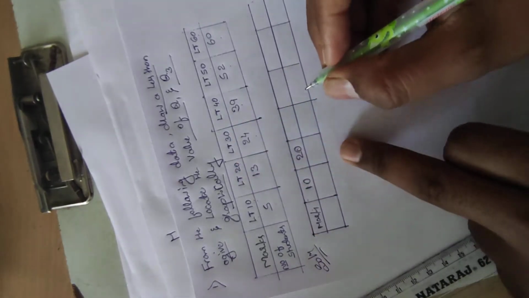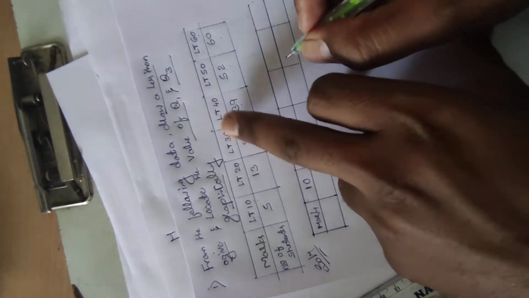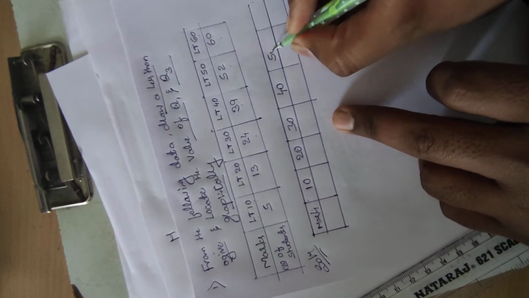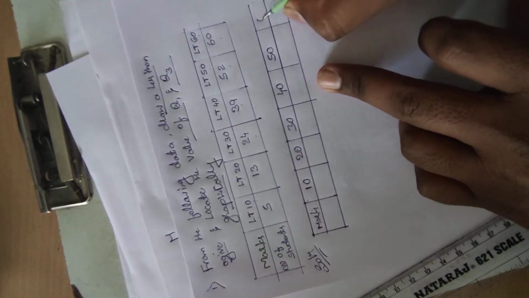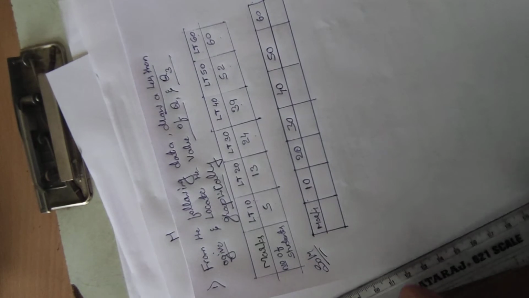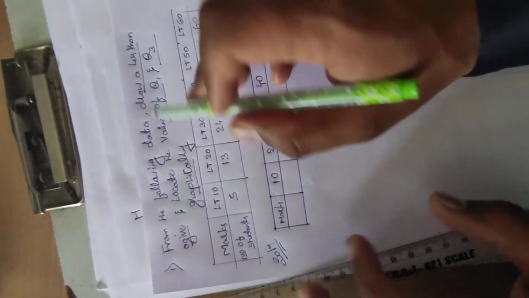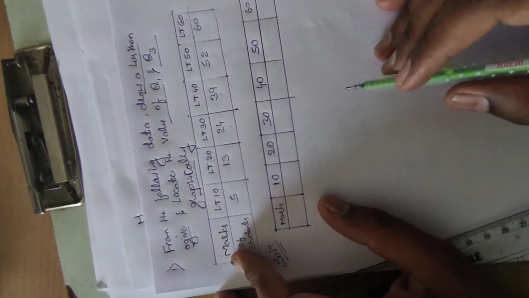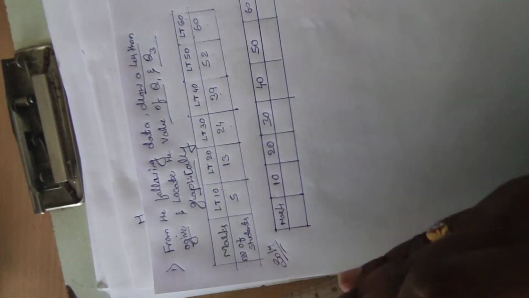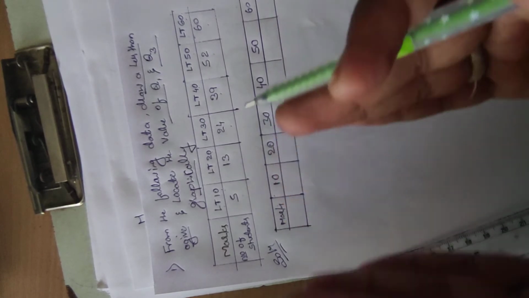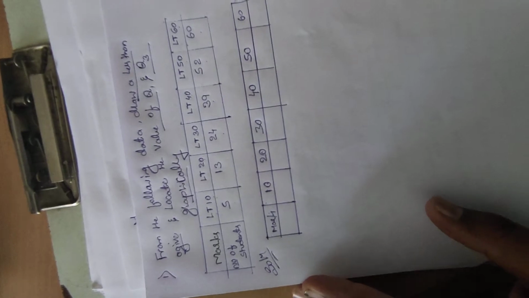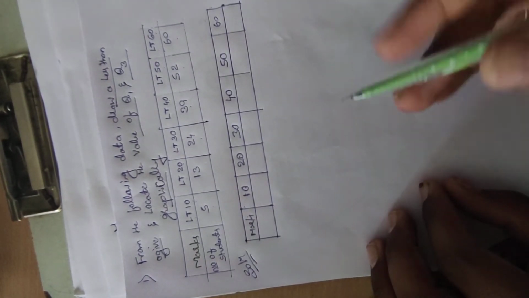Less than 30, the upper limit is 30. Less than 40, the upper limit is 40. Less than 50, the upper limit is 50. Last one, less than 60, the upper limit is 60. So if you want to draw a less than ogive, only the upper limit is enough. If you want to draw a more than ogive, we need lower limits. Okay students, this is the way of identifying the upper limits and lower limits based on the given information.